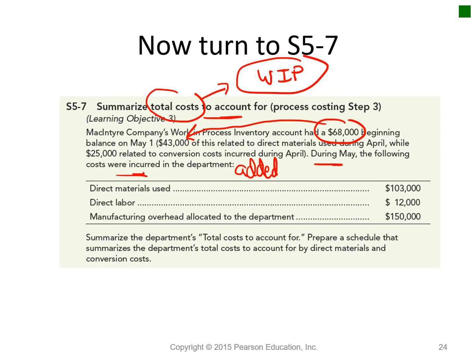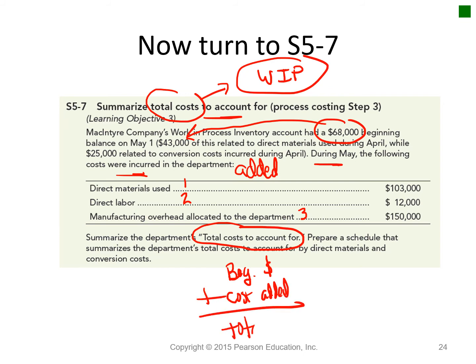So you notice here are your 3 product costs. Product cost number 1, direct materials. Product cost number 2, direct labor. And product cost number 3, manufacturing overhead. And again, they want you to come up with the total cost to account for. So just remember, you're going to have to take the beginning dollar balance, and then add the cost added, is what they want you to come up with. And then that's going to be the total cost to account for.